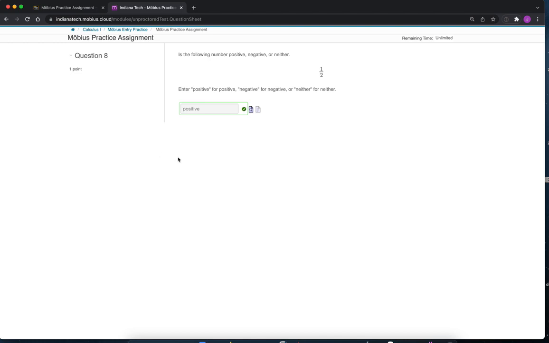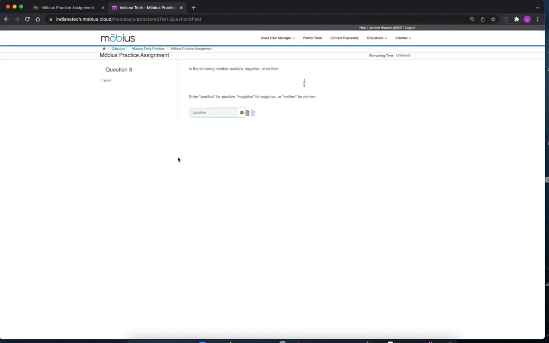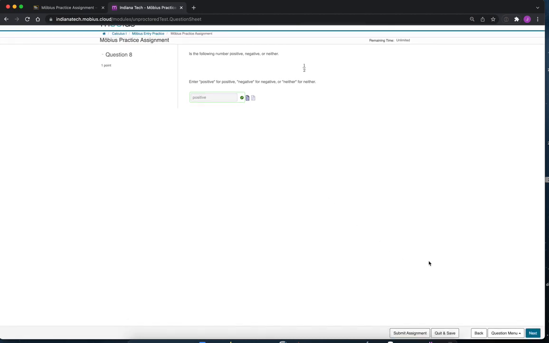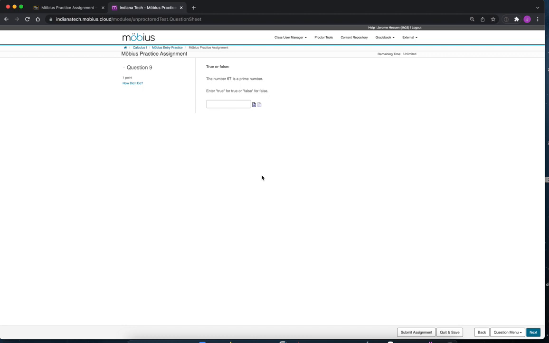So sometimes it's not just numbers or functions you're going to be entering. You're going to be entering text like this. And that's the correct text for question 8. Let's take a look at the next question. Oh, true or false, right? So in this true or false, we have to enter either the word true or the word false. And let's see what the statement is.